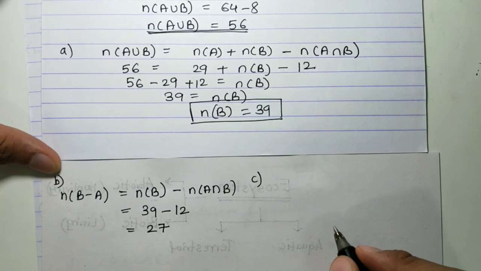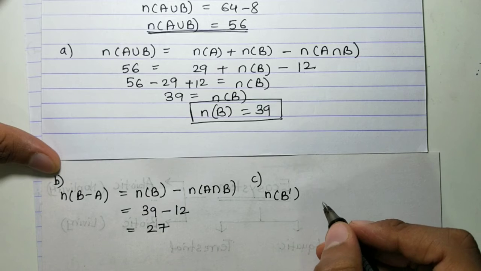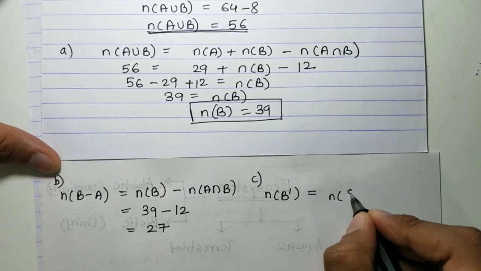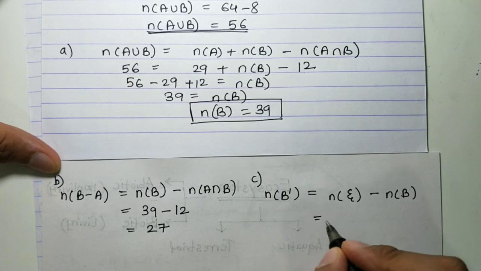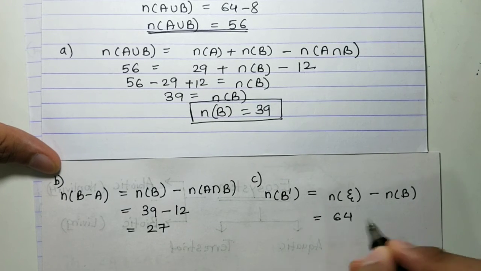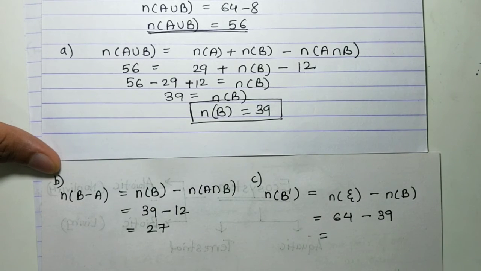C part. The C part says we have to find B complement. What is B complement? Complement means the universal set minus B. What is the universal set? It is 64 for this sum. And minus what is B? 39. So the answer is 25. Very simple.